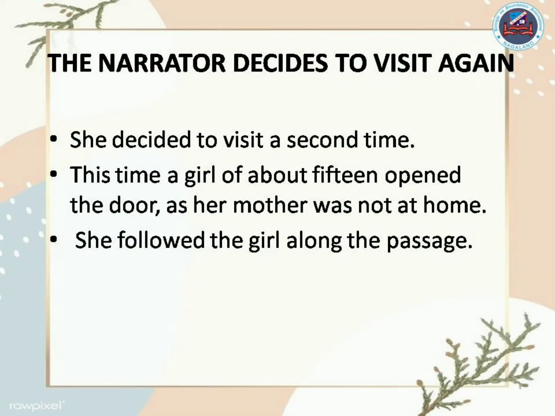As the narrator's first visit yielded no result, she planned to go once again. She decided to visit a second time. Interestingly, this time, a girl of about 15 opened the door as her mother was not at home. The narrator asked about Mrs. Dorling. She was told that Mrs. Dorling was not at home, so she followed the girl along the passage. The girl made her sit in the living room and went inside.